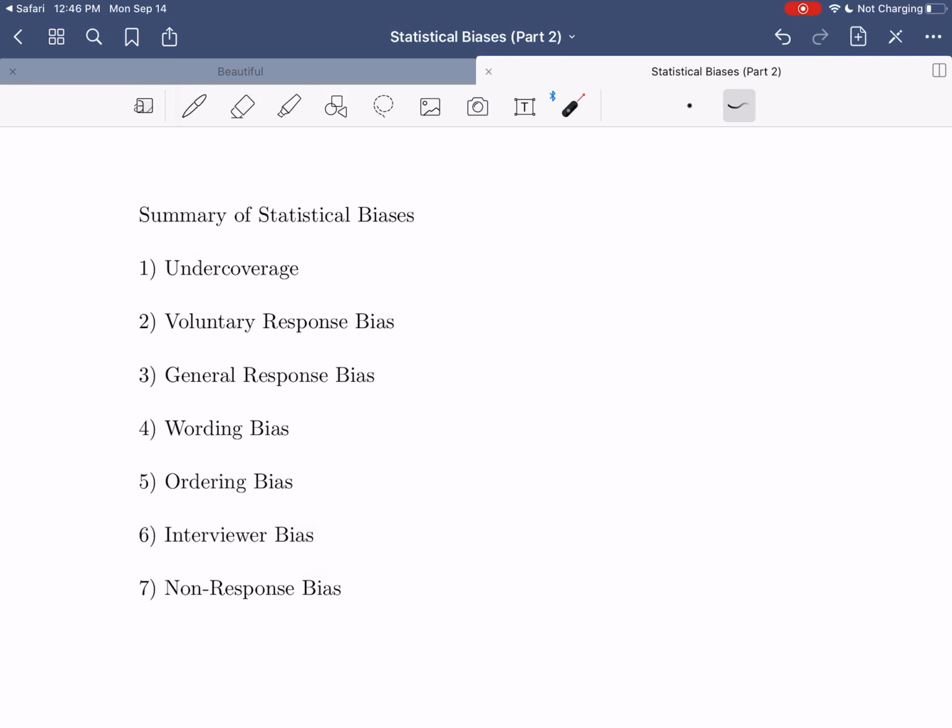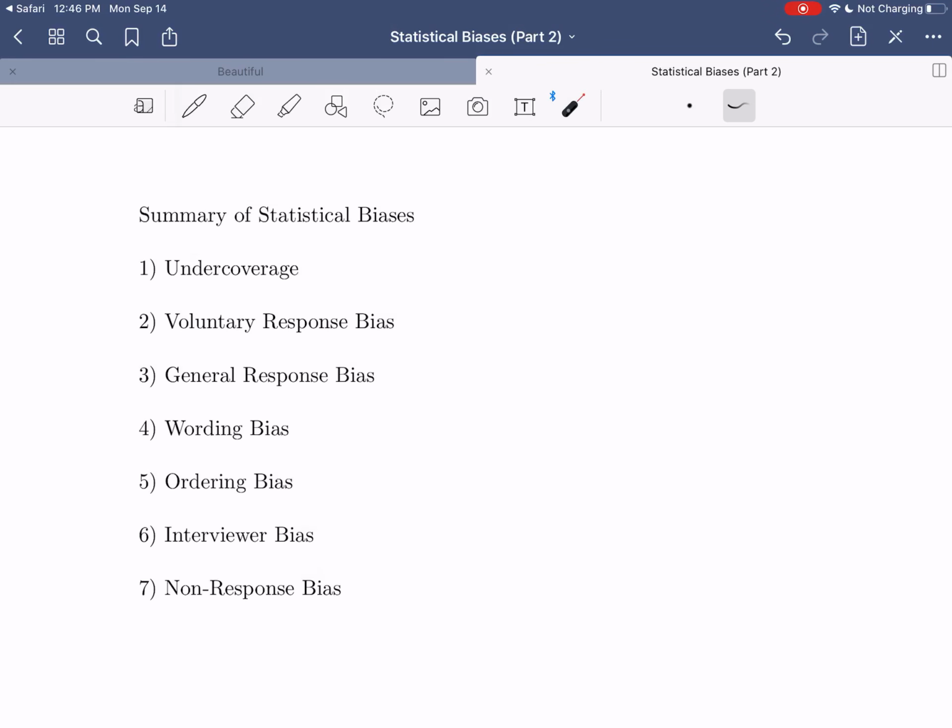We discussed two forms of sampling bias, which were undercoverage and voluntary response bias. Remember, undercoverage is when a specific portion of the population, so a specific subset of the population, is missed based on the technique that you use to build your sample. Voluntary response bias is when individuals are allowed to place themselves into your study or sample rather than being selected.